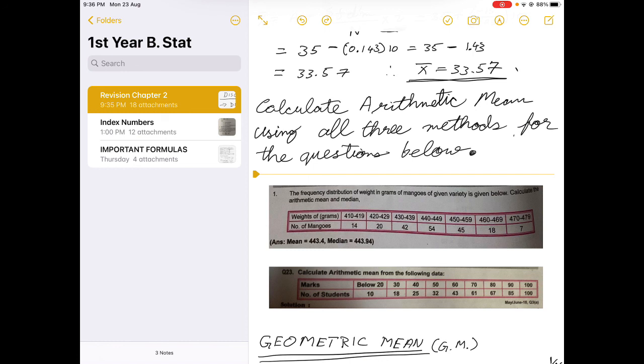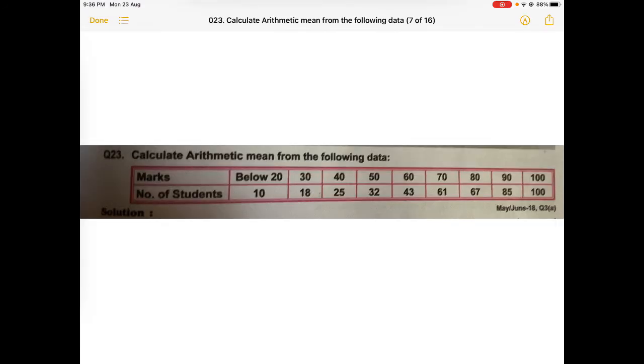For the second problem here, you have the format where you are given below 20, below 30, below 40. So if you remember, we had used this in the first chapter. So below 20 becomes 10 to 20, below 30 becomes 20 to 30, below 40 becomes 30 to 40, and you have cumulative frequencies here. So you have to calculate the actual frequencies.